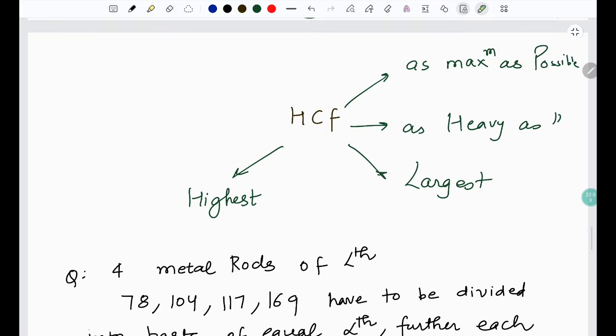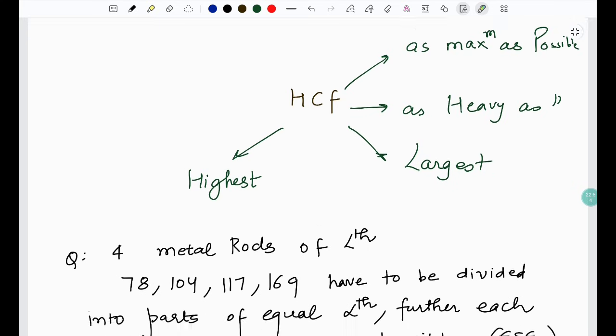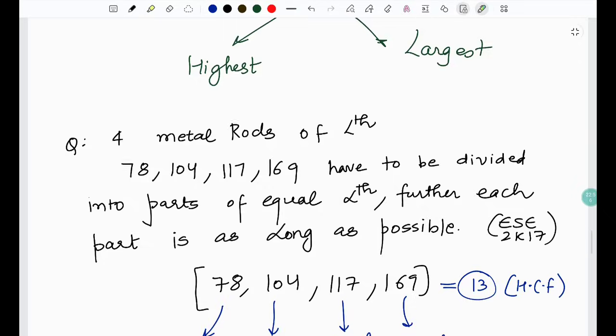Similarly the key terms for HCF are as maximum as possible, as heavy as possible, as largest as possible, as highest, whereas in LCM it was as lowest as possible, as minimum as possible, as smaller as possible, something like this. Here is another question based on the HCF.